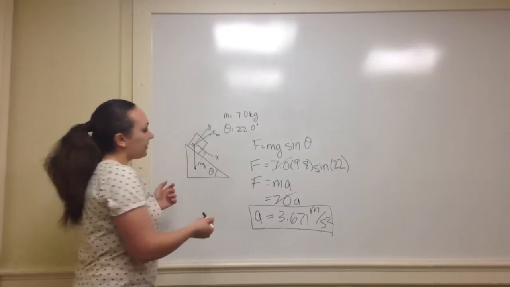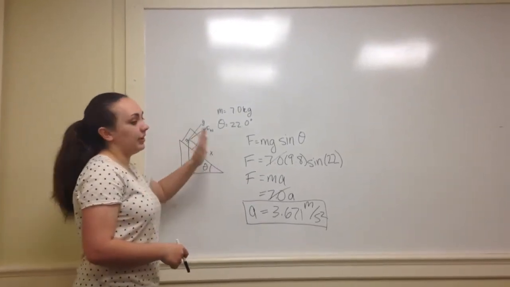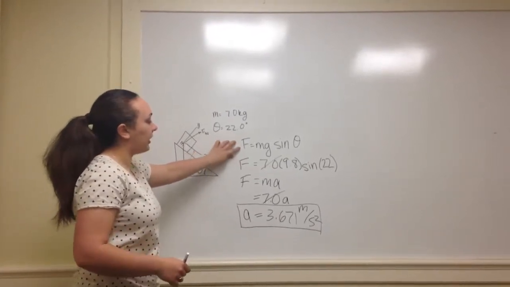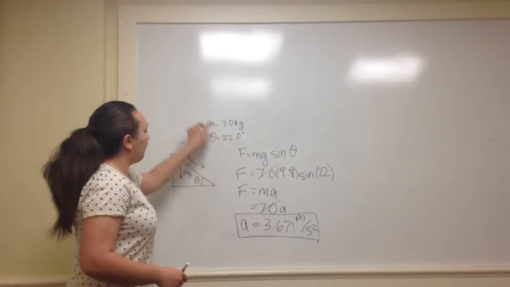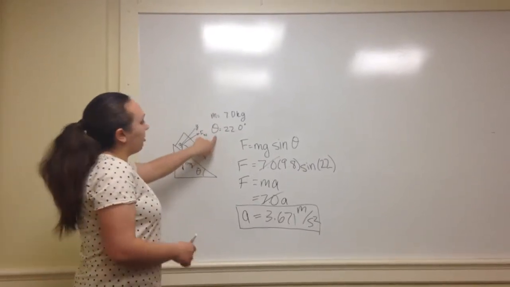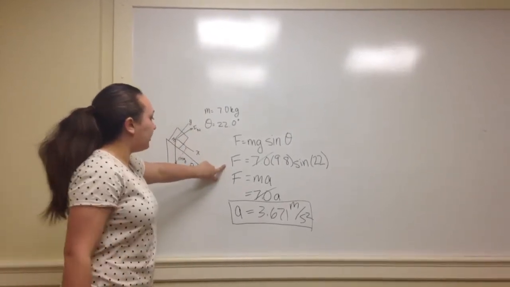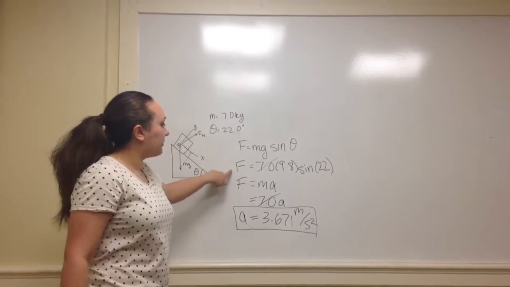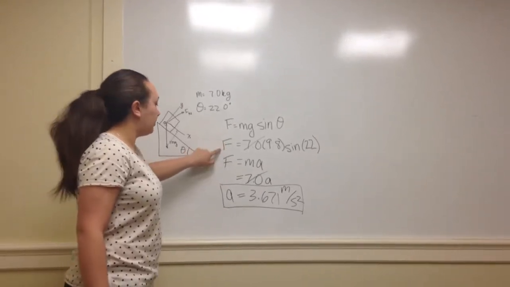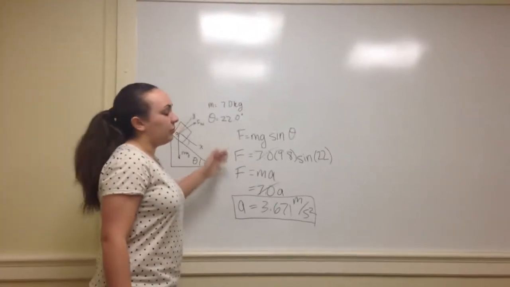Because it's frictionless, there's only a force in the x direction and there's not one in the y. And so for the force, it equals mg sine theta. We are given m, and we know that g is the acceleration due to gravity, and we're given theta. So using that information, we know that F equals 7 kilograms times 9.8 meters per second squared times the sine of 22 degrees. And so we solved for that, and we got one answer.